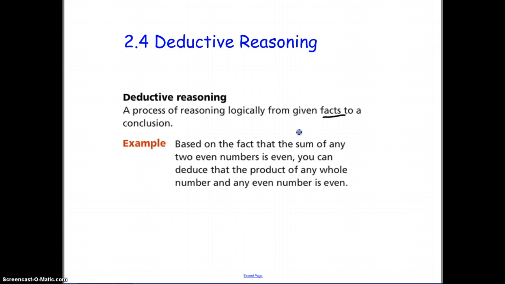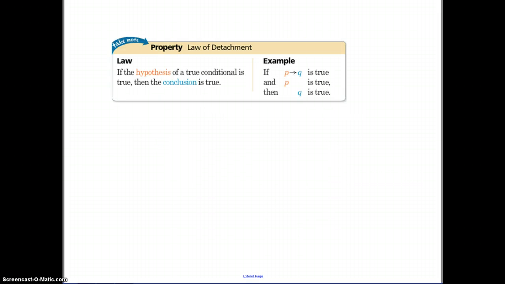So with deductive reasoning, we're going to look at things that are based on truths and make sure that they are correct. With deductive reasoning, we have two laws. Our first law is called our law of detachment. And our law of detachment says if the hypothesis of a true conditional is true, then the conclusion is true. So if we have a true if P then Q statement and P comes true, then we automatically know that Q will come true as well.